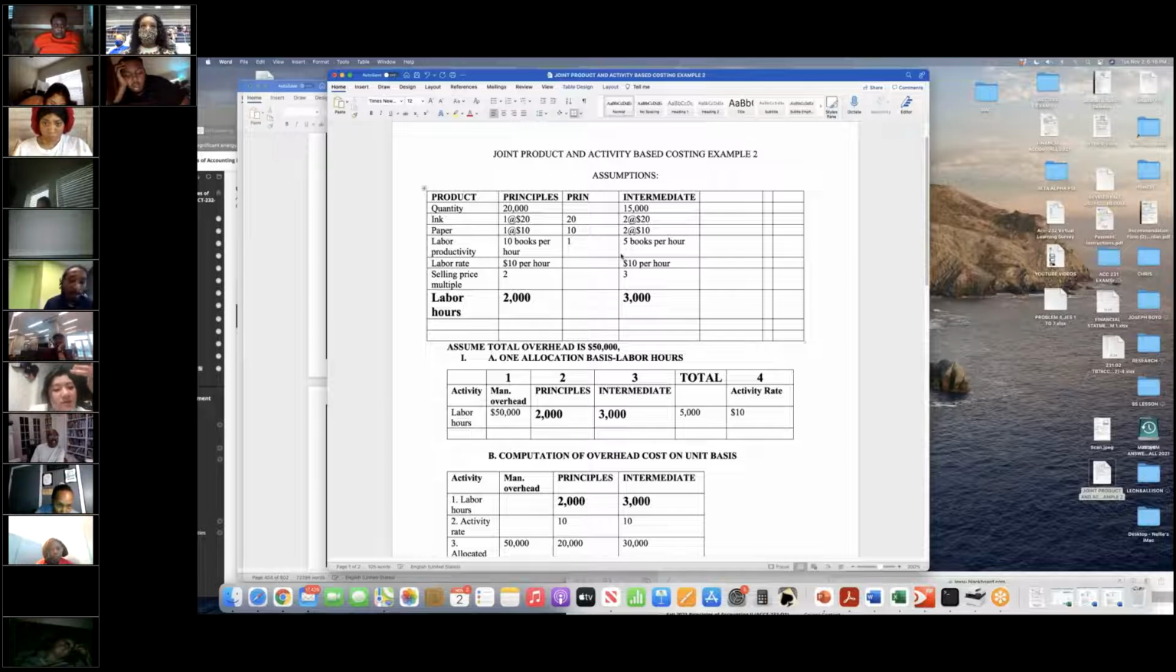So wait, that's the labor? Like that's how you find it? It's 10 divided by the 10 books, the productivity. And then the labor rate. So is it labor productivity divided by labor rate, or is it the opposite? It's always gonna be the dollars on top and the quantity below. And since we'll put up here, what's our overhead for this principal's book?